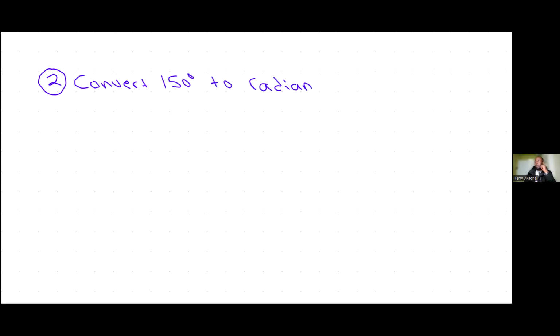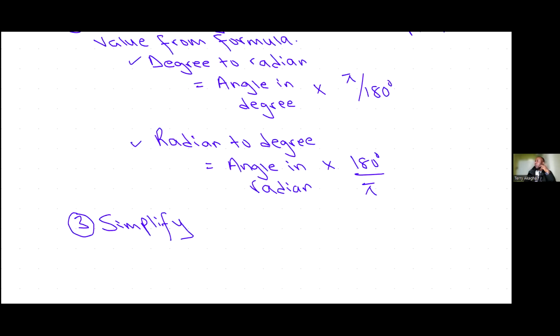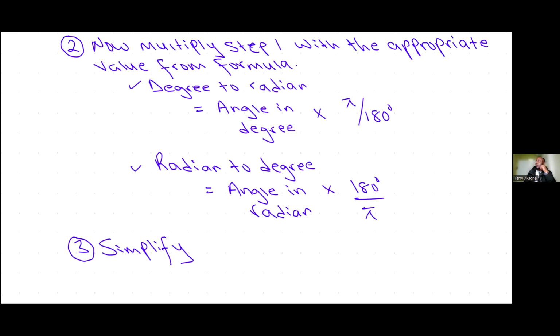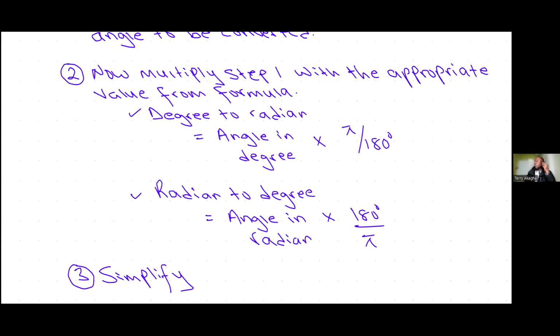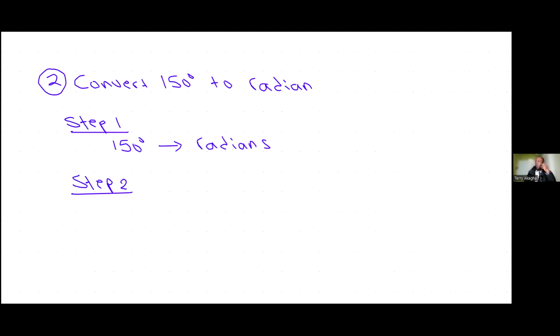So step 1, as usual, we need to write down what we want to convert. So we're converting 150 degrees to radians. Step 2, we now have to look at what we need to convert from degrees to radians. If you go back to the previous board, from degrees to radians, the angle in degrees multiplied by pi over 180. So the angle in degrees here was 150 multiplied by pi over 180.